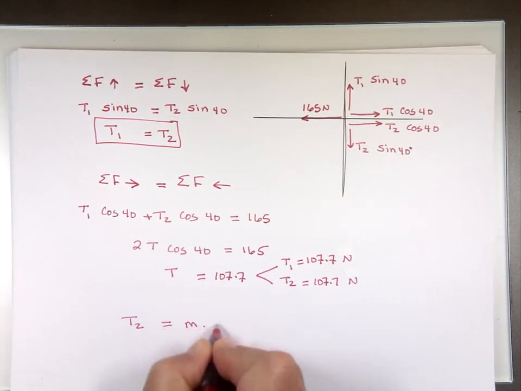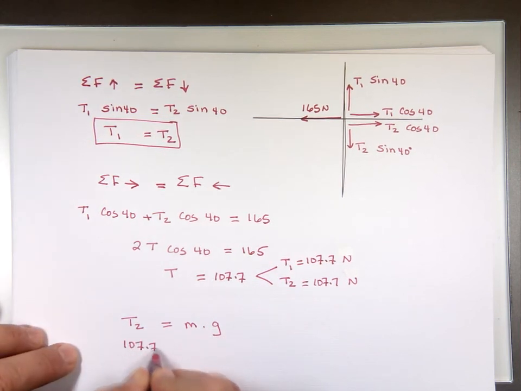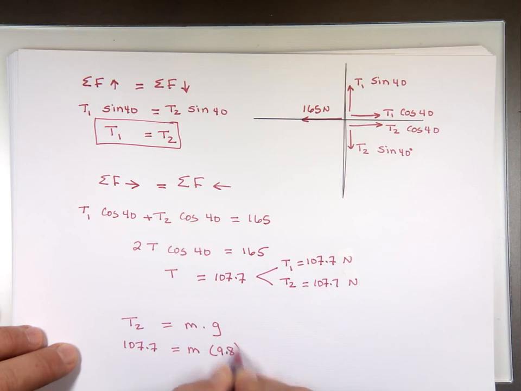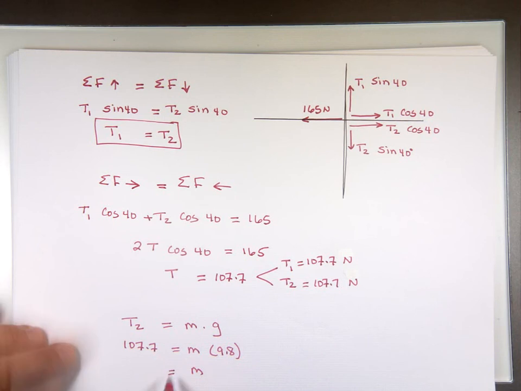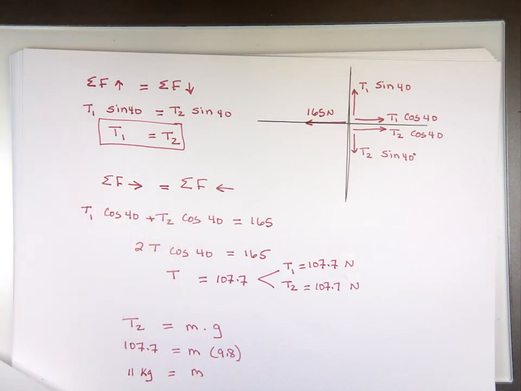107.7. I'm looking for the mass. Gravity is 9.8. How much mass do I need to attach? About 11 kilograms, 10.99. So we need to attach 11 kilograms, roughly 24 pounds, to make sure that foot stays there and the tension in this direction is 165.